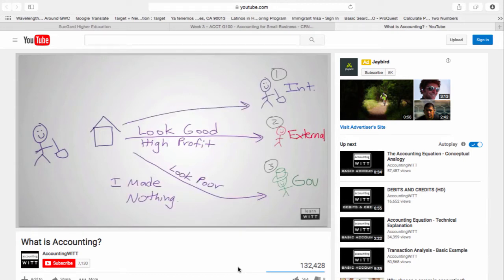Now, if you're talking to an internal user, your objective isn't really to look good or to look like you made nothing. It's really just to tell it as accurately as you can, because that's the information upon which managers and decision makers will make decisions. Now, your story might be the exact same story in every instance, but depending on who your audience is, you're going to use a different language.